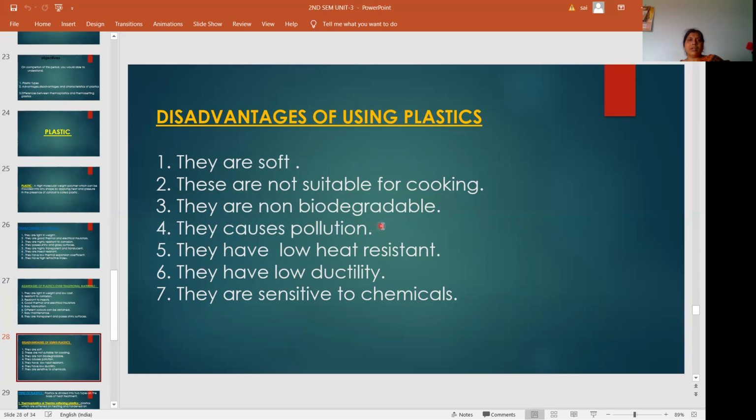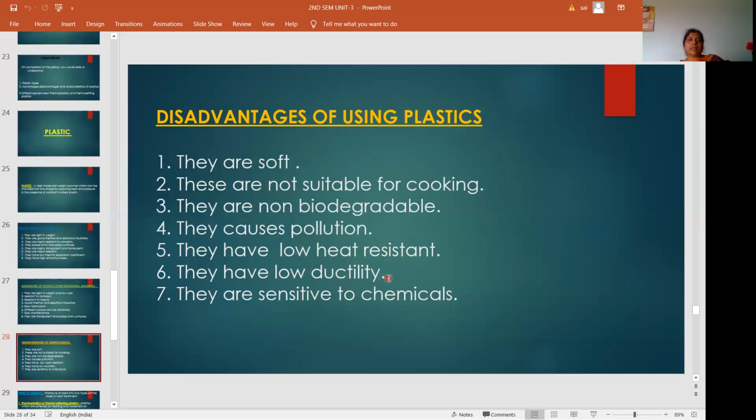They are non-biodegradable. They are not degraded even by bacteria and microorganisms. That is also one disadvantage. They cause pollution. They remain in the soil itself, so they cause pollution. They have low heat resistance. When heat comes to them, they will become soft. So they are less resistant to heat.